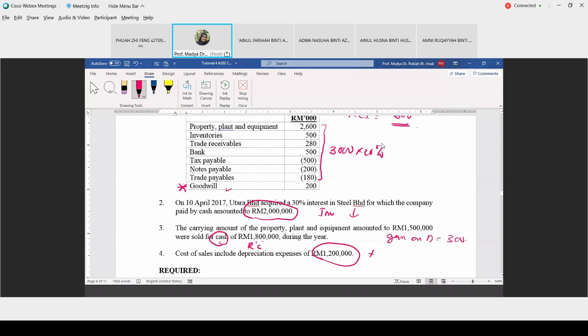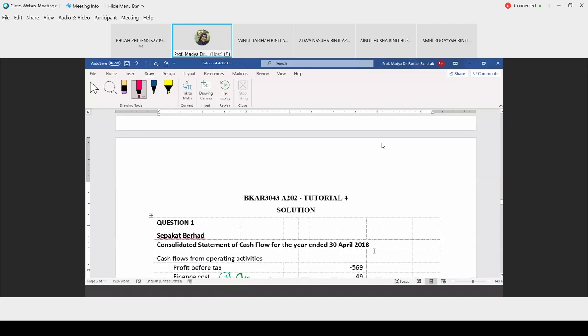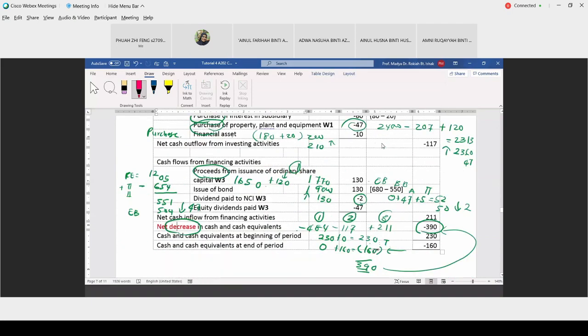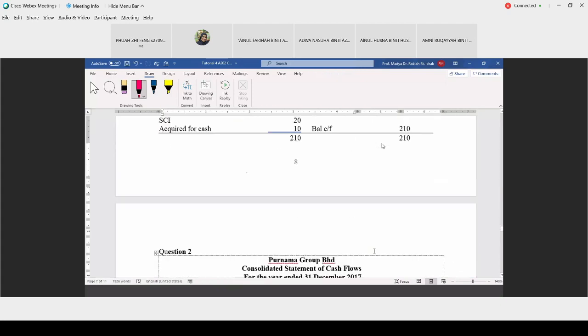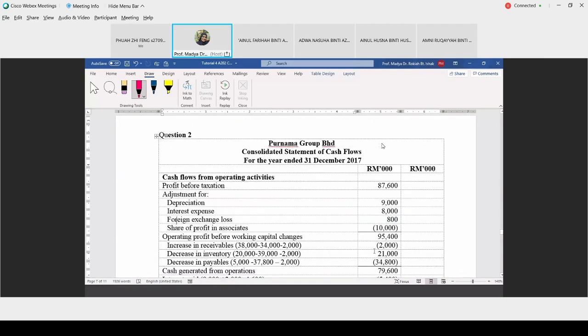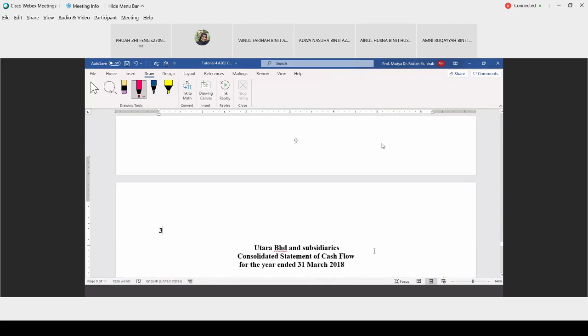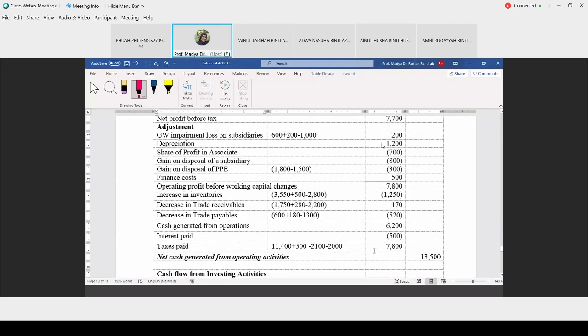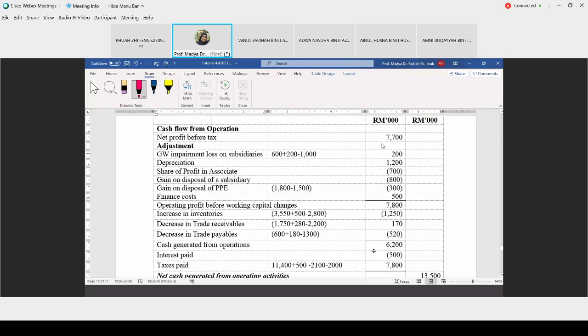Okay, so you need to prepare the consolidated statements of cash flow. We're going to look at item number 3, question 3. For question 3, we're going to start with the net profit before tax, 700. Adjustments here: depreciation, you have here.